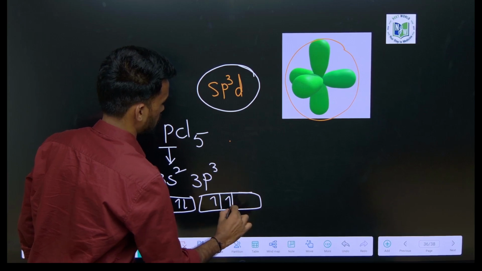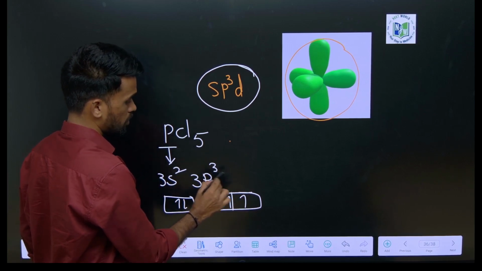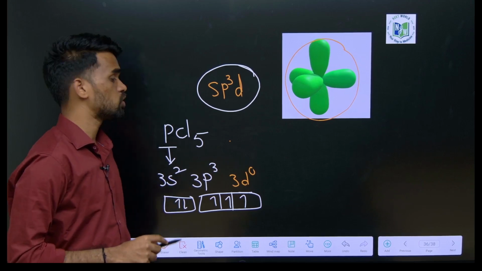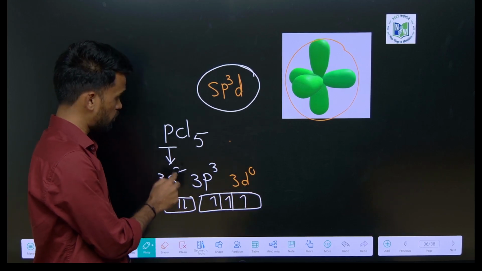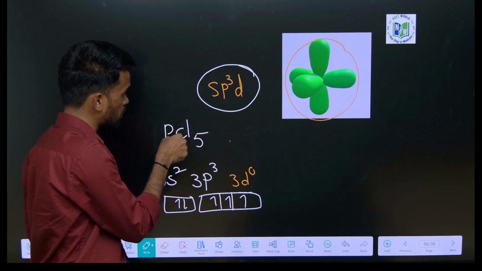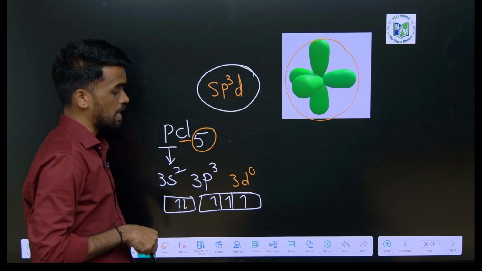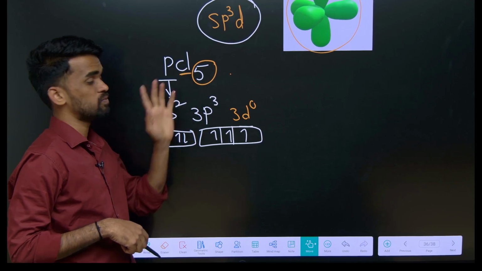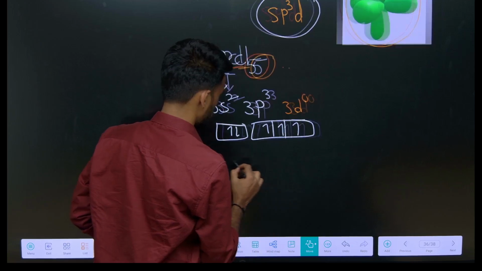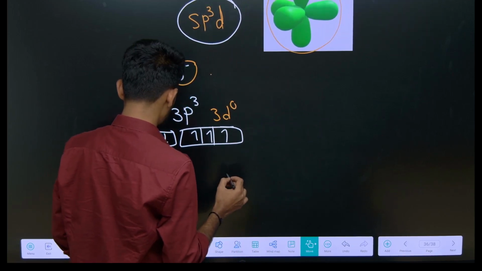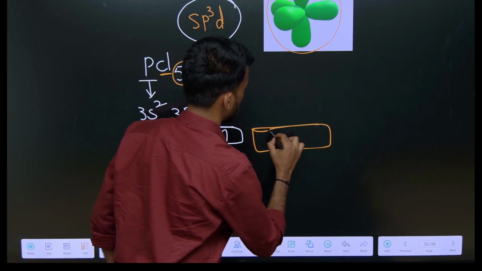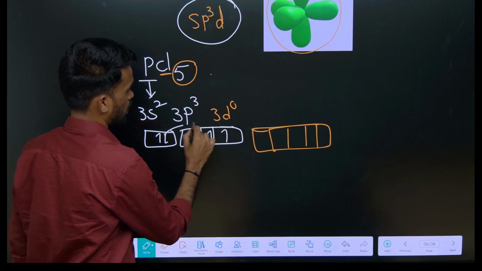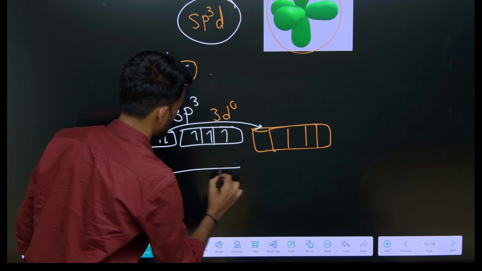We can represent it like this. Now after 3s 3p we have one more, 3d 0. Why am I writing this 3d 0 here? This is the next atomic orbital for this phosphorus atom. Here, how many chlorine atoms are there? 5 monovalent atoms are there. Therefore, we require 5 unpaired electrons to pair up with each of these chlorines. Therefore, we have to take this empty d orbital also. If you take this empty d orbital, we have it like this. Now, we can excite this electron from here to here.